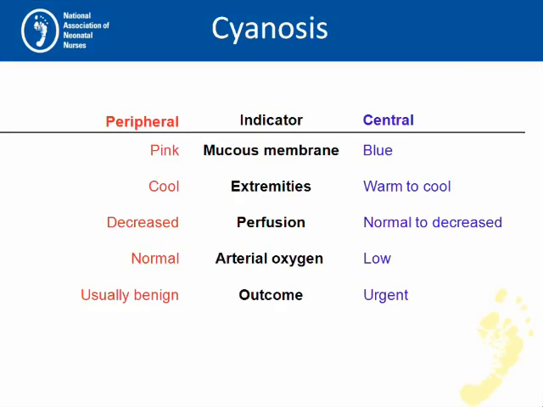Physical findings for peripheral and central cyanosis. The difference in peripheral and central cyanosis is indicated by mucous membranes, extremities, perfusion, arterial oxygen saturation, and outcome.